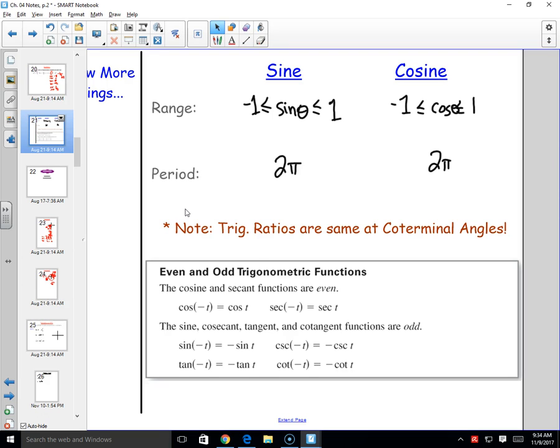Question. What is sine of pi over 2? What is 1? One. Because it's up.